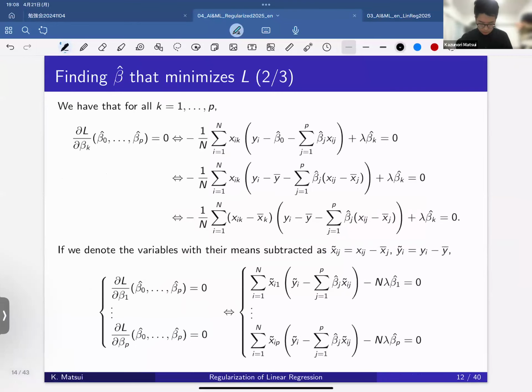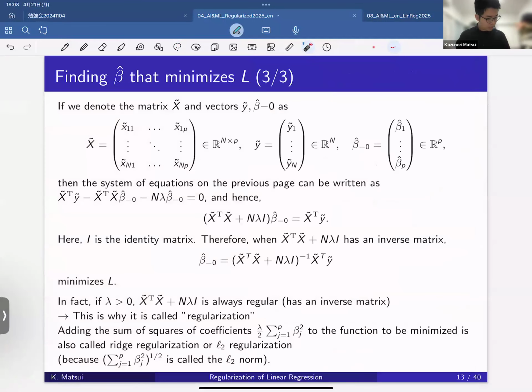So we obtain these systems. Let's define the matrix X tilde, the vector Y tilde, and the beta hat minus zero like this. X tilde arranges the variables where each row corresponds to one data point, so X tilde is an n times p matrix. The centered objective variable, that is, with the mean subtracted, is y tilde. The arranged values of beta 1 hat through beta p hat are beta hat minus 0.